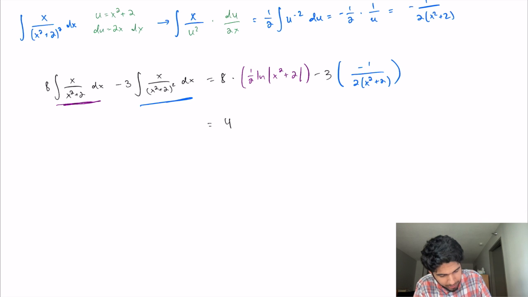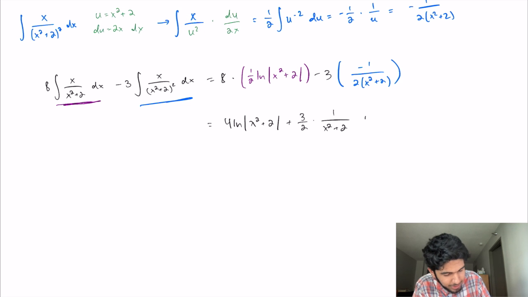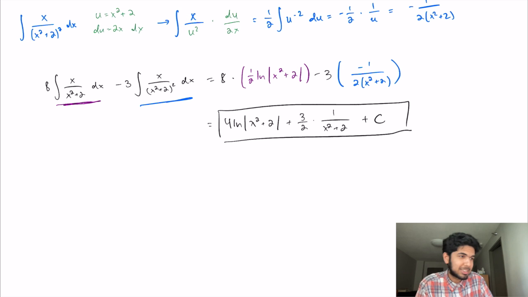This is 4 ln absolute value of x squared plus 2. Minus 3 times minus 1 is plus 3, so this is plus 3/2 times 1 over (x squared plus 2). Don't forget your plus C. And that's your answer. There we go. That is partial fractions for you. It's a lot of algebra, it's a lot of work, but it's really, really rewarding, and I think it's one of the coolest methods to solve these integrals.